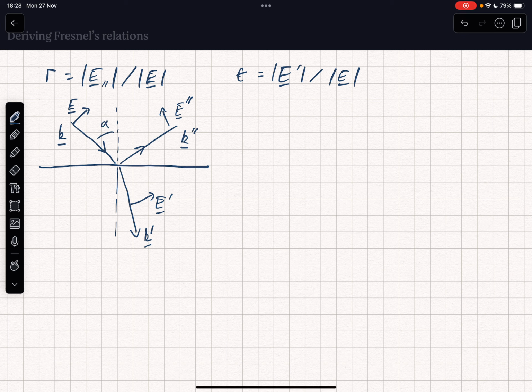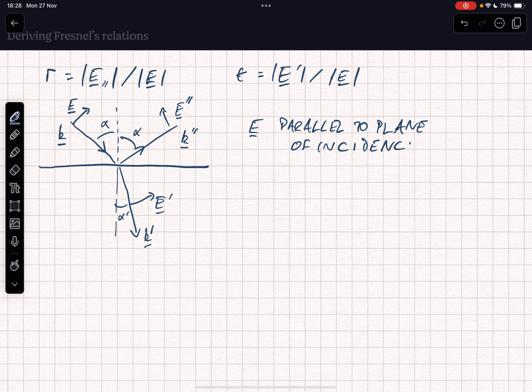We have angles alpha, alpha and alpha prime. In this case, the magnetic field is going to be coming directly out of the page, out of the screen towards you. And so in this case, we're looking at the E field being parallel to the plane of incidence, which means, of course, that the H field is perpendicular to the plane of incidence. This matters because it changes what we do with the boundary conditions.